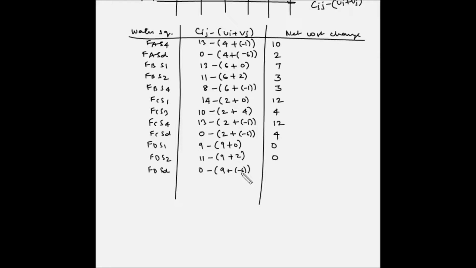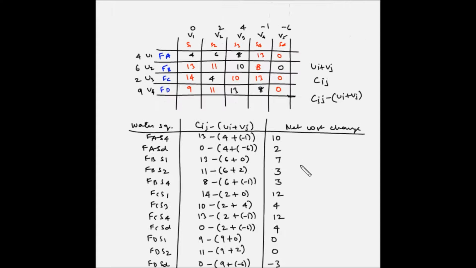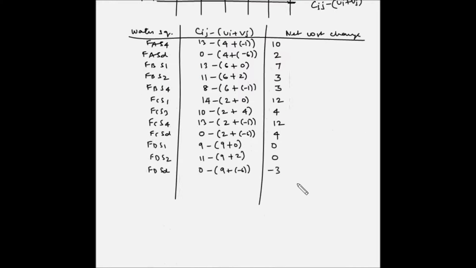So 9 minus 6 is 3, and there's a negative sign outside, so this becomes minus 3. Now after we have found out the net cost change values, the next step is to evaluate the solution for optimality by reviewing the sign of the net cost change values. If all the values are positive, then it means that the optimal solution has been obtained.